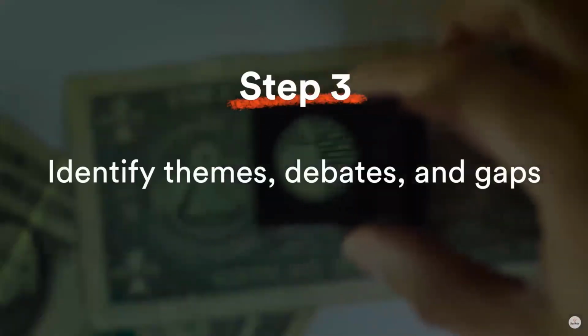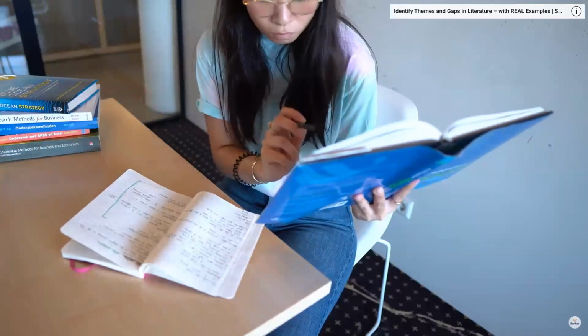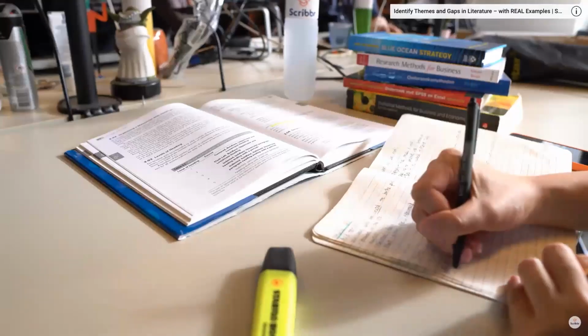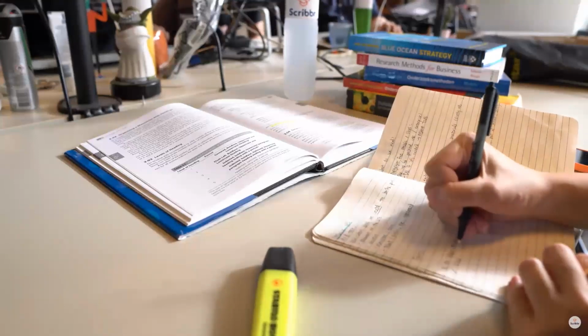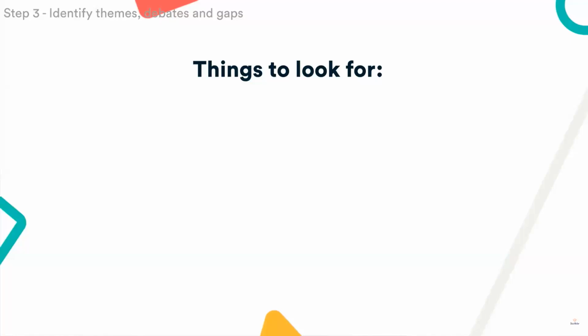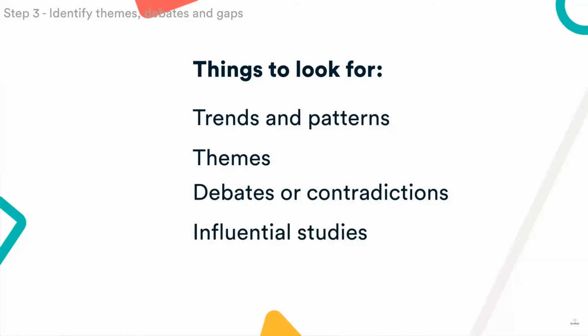Step 3. Identify themes, debates, and gaps. As you read, take notes and pay attention to the connections between different sources. This way, you can organize your literature review's arguments and structure a lot easier. Here are some things to look for: trends and patterns in theories, methods, or results. Themes, debates or contradictions, influential studies, and gaps.